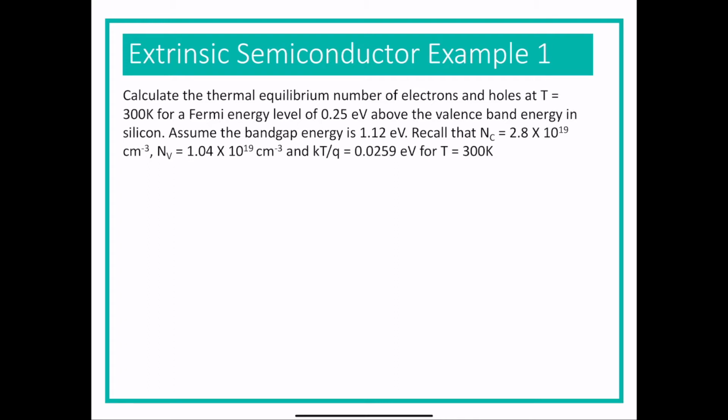So what we have to figure out from this is what we have available to us. So we know that the band gap energy is 1.12 electron volts, which means that that's going to be the conduction energy minus the valence energy. That's just the difference between the two. And if we want to figure out, we actually want to figure out what? The number of electrons and holes.